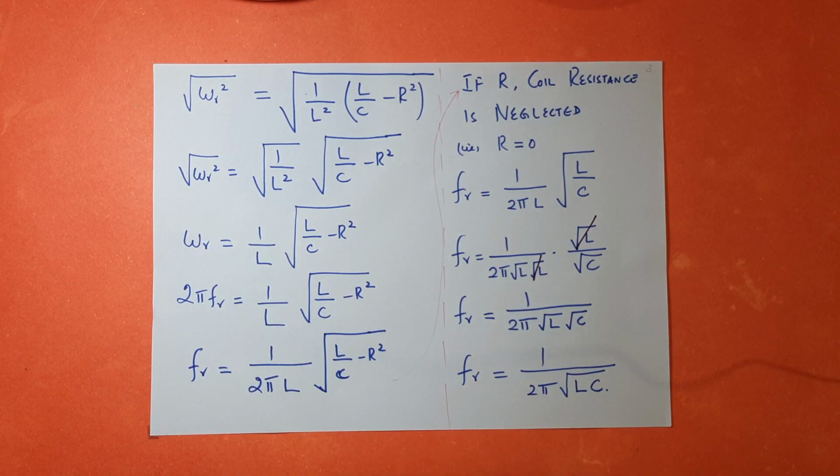Omega r, you know very well, it is 2 pi Fr, angular frequency, equals 1 by L square root of L by C minus R square. So this 2 pi, you bring it down. Fr equals 1 by 2 pi L square root of L by C minus R square.